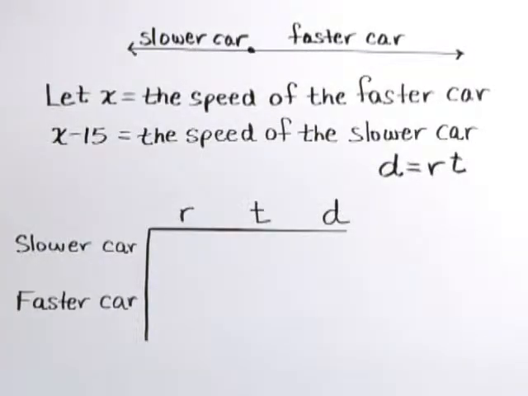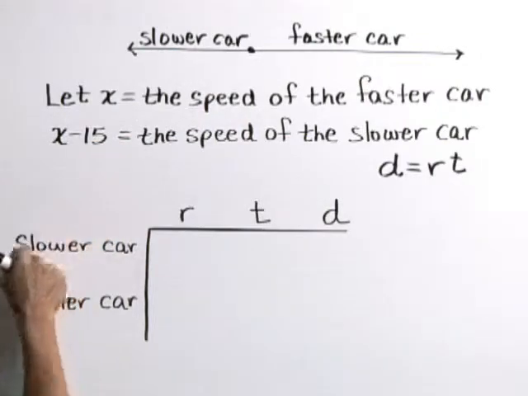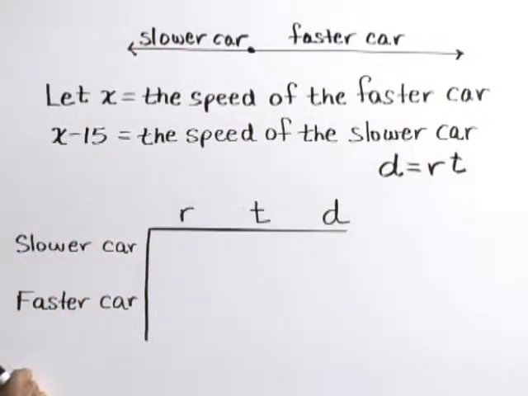Well, we've performed step 1. We've read the problem carefully. Let's define our variables as step 2. Let x equal the speed of the faster car. Therefore, x minus 15 represents the speed of the slower car.